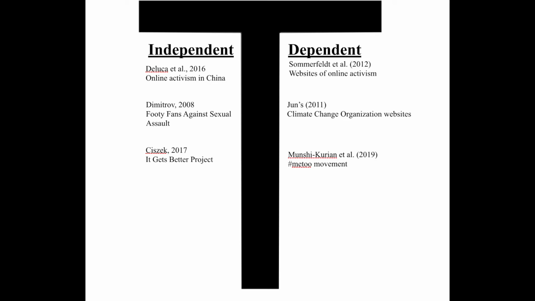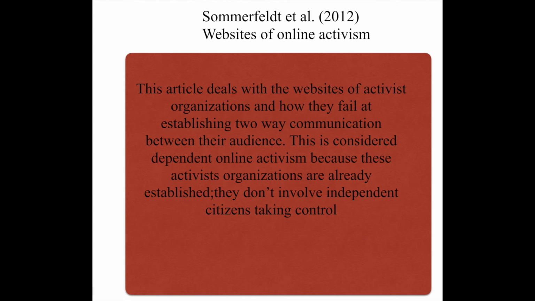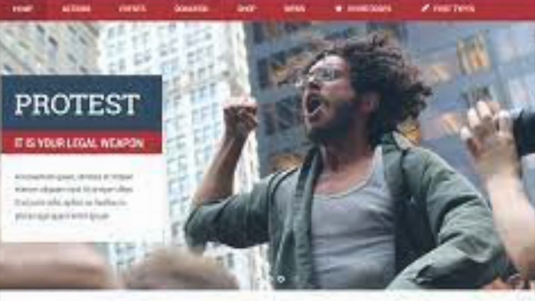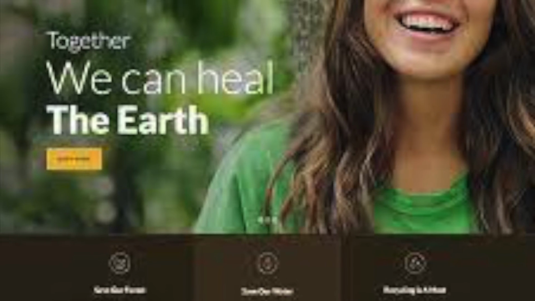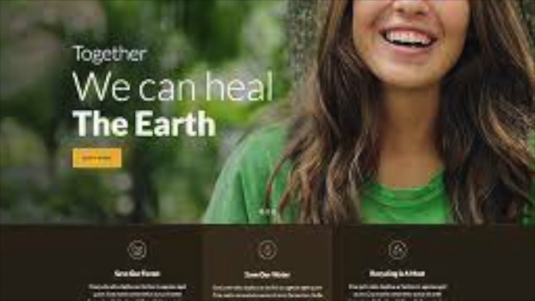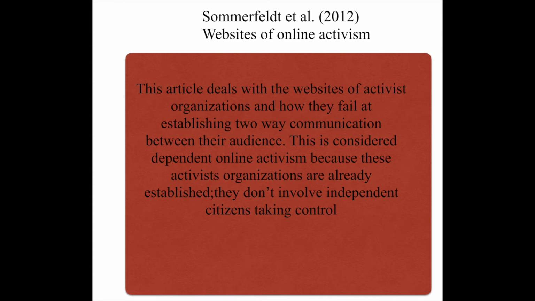Now we're going to take a look at online activism through dependent efforts. Instead of everyday people controlling the online activism space, now they are backed up by larger corporations or nonprofits. Our first dependent online activism example deals with the websites of activist organizations. While the findings for this article concluded that many people fail to see the potential of activism websites due to poor communication, it still provides a great example of dependent online activism.